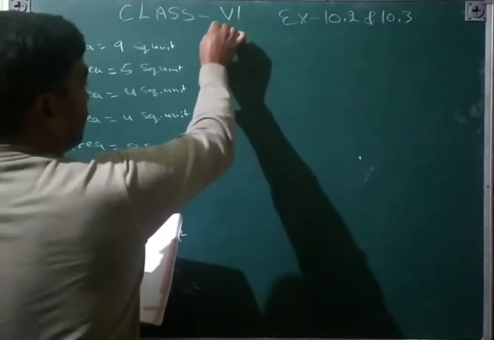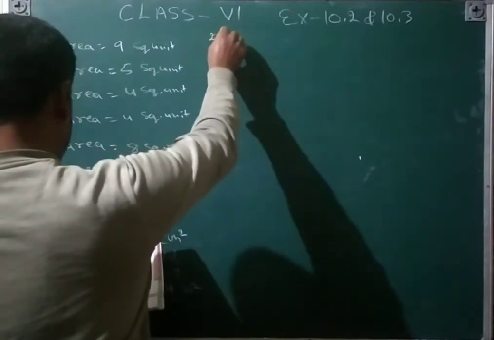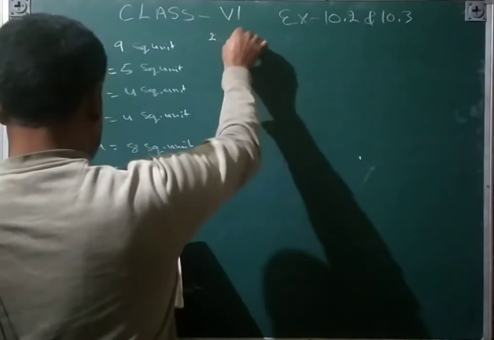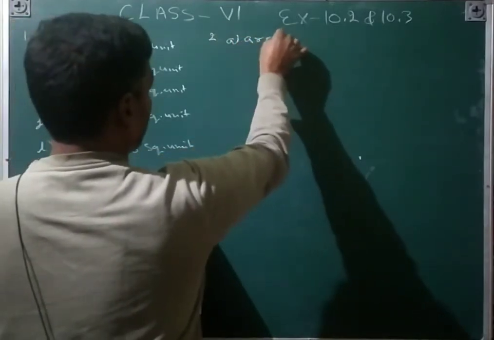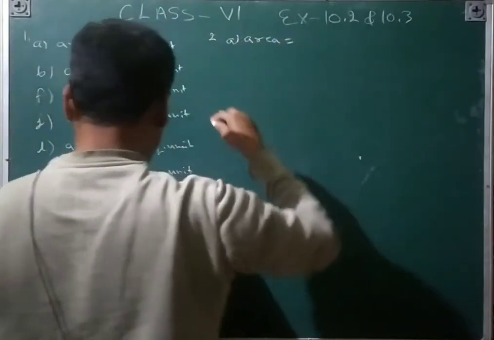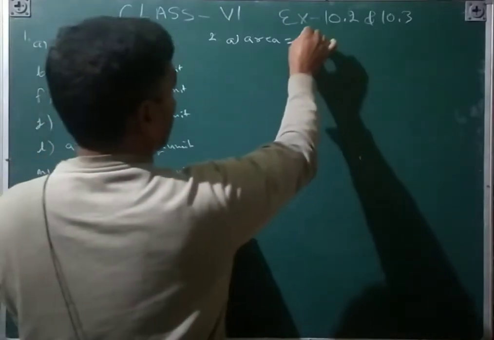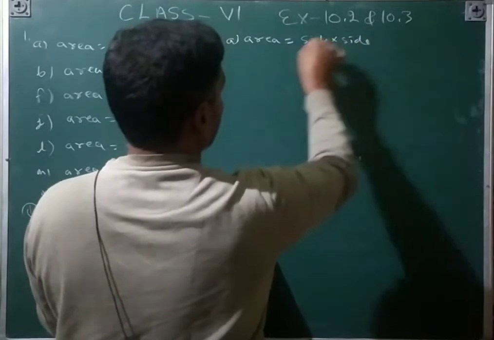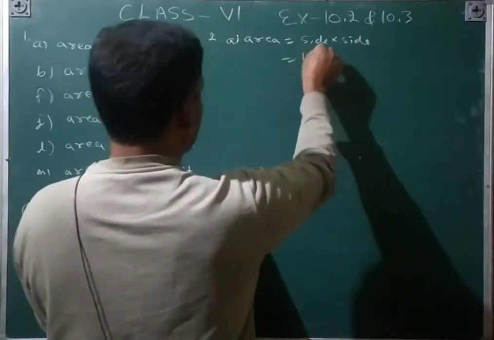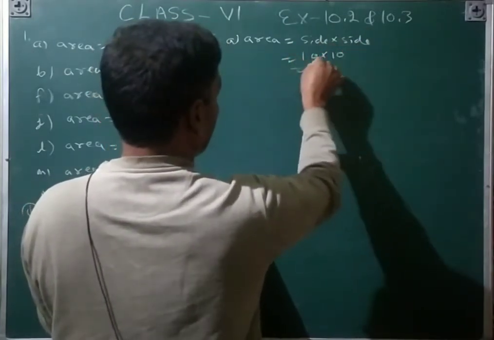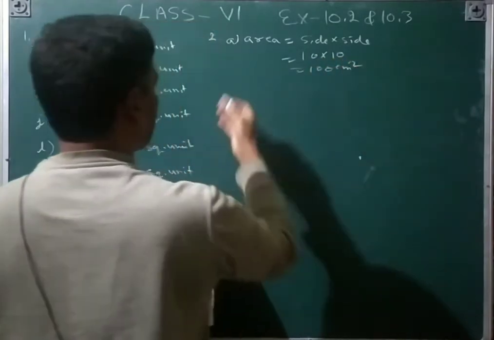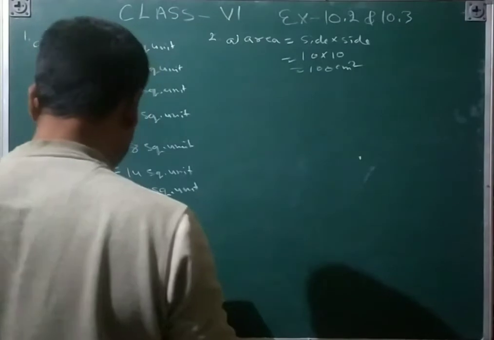And then the second question, first part, that area is equal to square, so that will be side multiply side. So that is 10 into 10 is equal to 100, that is centimeter square. Other parts you can do easily, no problem will be there.